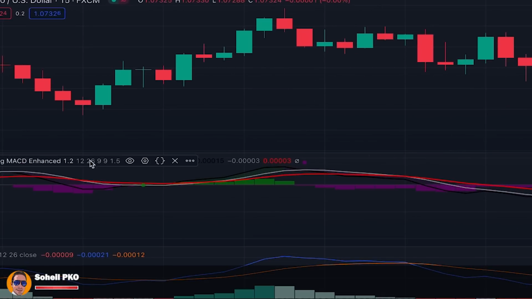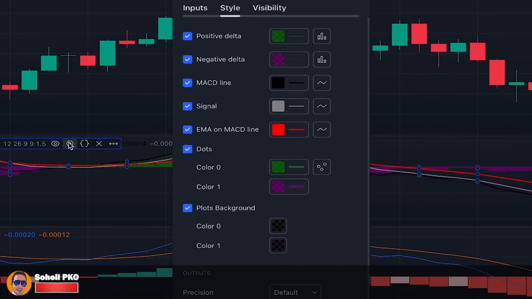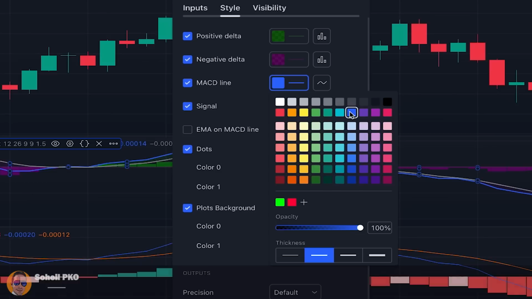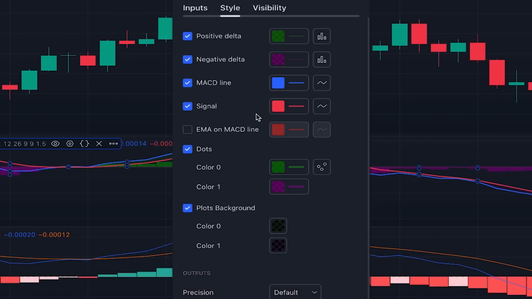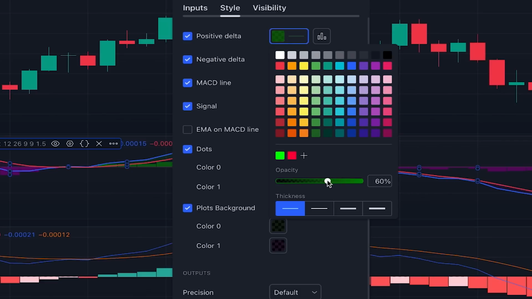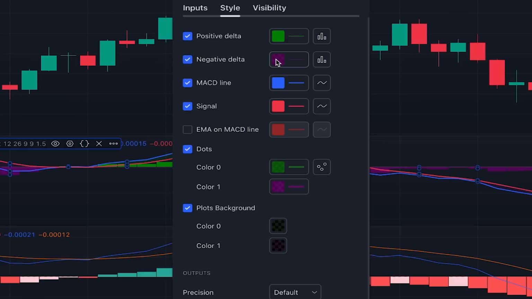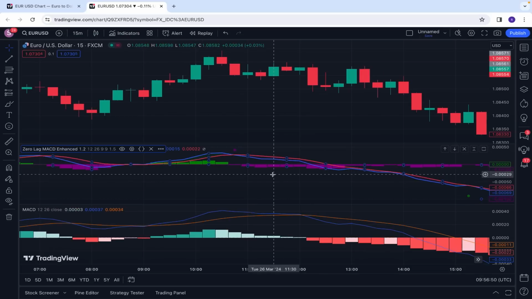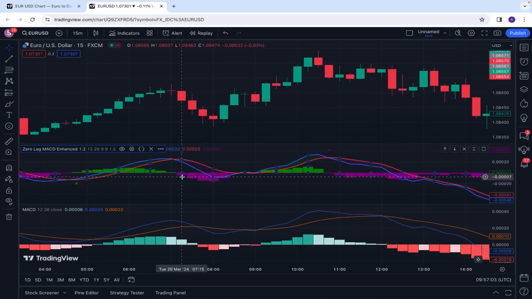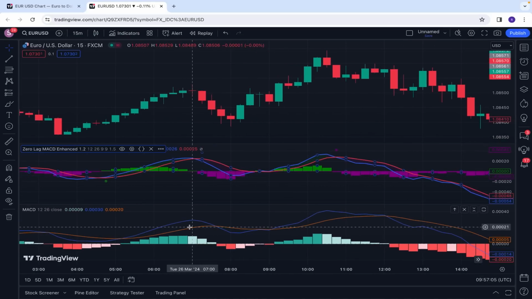Alright, first we go to the settings of the zero lag MACD and we change the colors. Here in the style tab, first we remove EMA on MACD line, and here for MACD line we change the color to blue, and for the signal line we change the color to red, which are actually the colors on the original MACD. And for the histogram we also increase the opacity to 100%. Alright, now it's better.